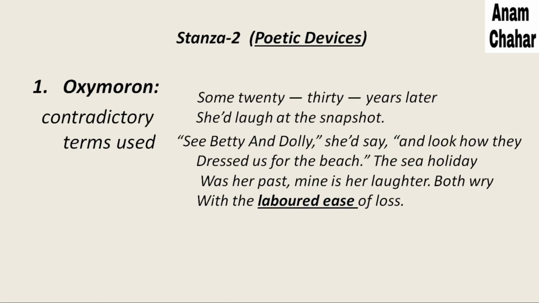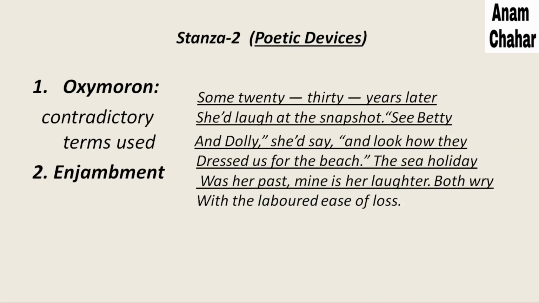Oxymoron. What is oxymoron? When contradictory terms are used, it is called oxymoron. It is also called contradiction. See the underlined words, with the labored ease of loss. Labored ease. Both the terms are contradictory. They are contradicting each other. Labored ease. If something is easy, then how can it be difficult? And if it's difficult, it cannot be easy. So it is contradiction.